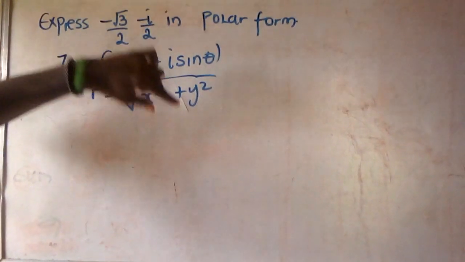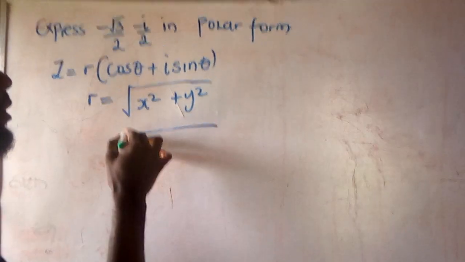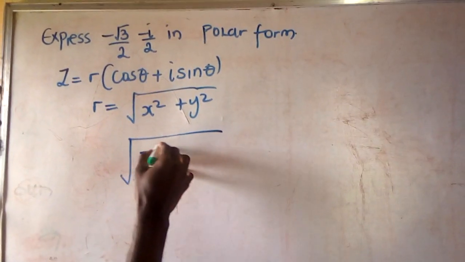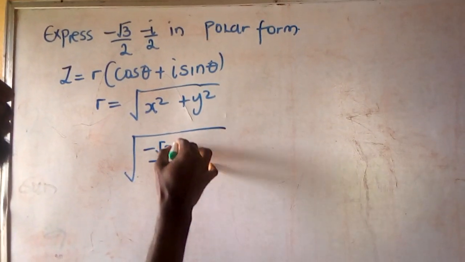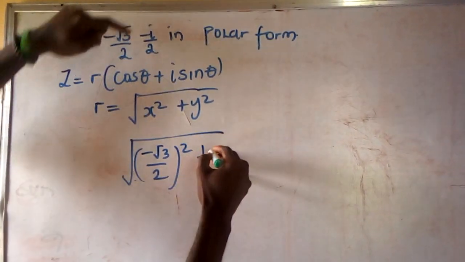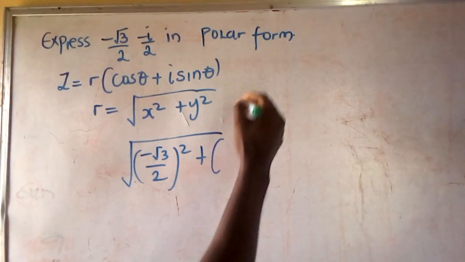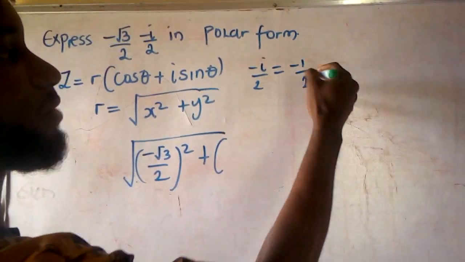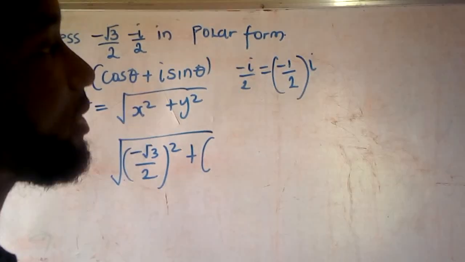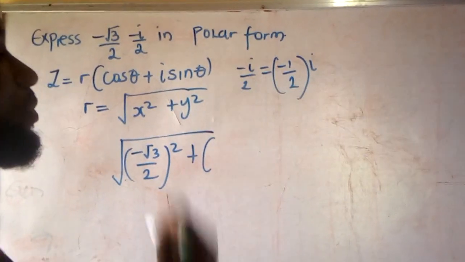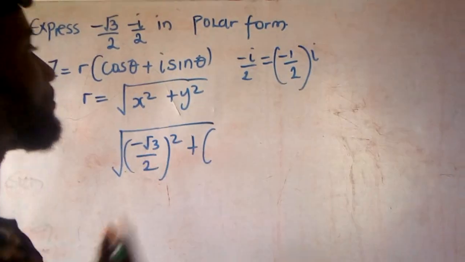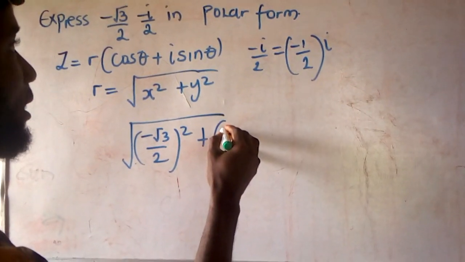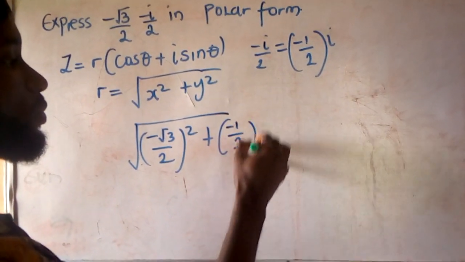Then if I bring this down to this formula, here becomes minus square root of 3 all over 2, raised to the power 2, plus this. Remember that this all over 2 can be written as minus 1 all over 2. So this is my y. I bring in my y, minus 1 all over 2, squared.